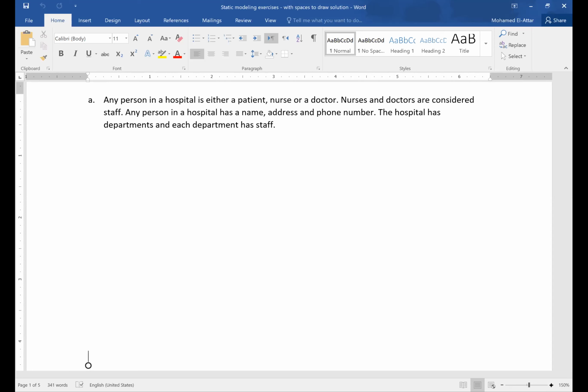Right. So the first exercise says any person in a hospital is either a patient, nurse, or a doctor. Nurses and doctors are considered staff. Any person in a hospital has a name, address, and a phone number. The hospital has departments, and each department has staff. Yalla.